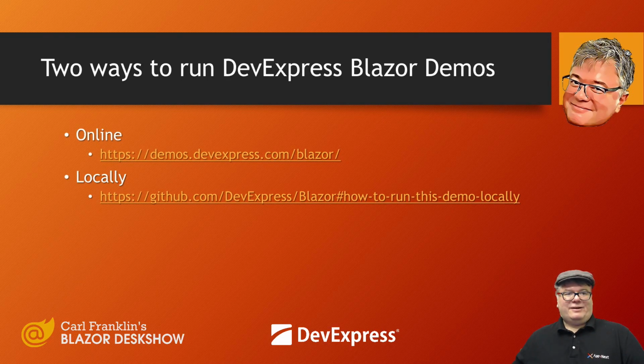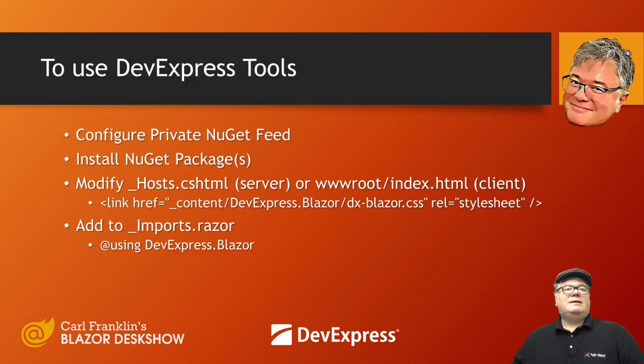So there's two ways that you can run DevExpress Blazor demos. Online like I did here, and also you go to this GitHub repo, you can download the source and run it locally, which is cool. There's one demo, the very large data set demo, that doesn't actually run against a very large data set in the online version because it would take too many resources, but you could completely hook it up yourself.